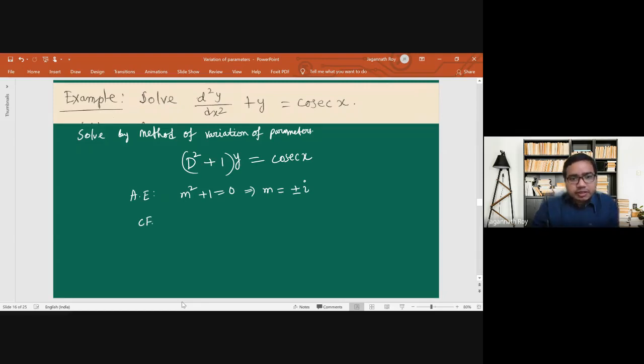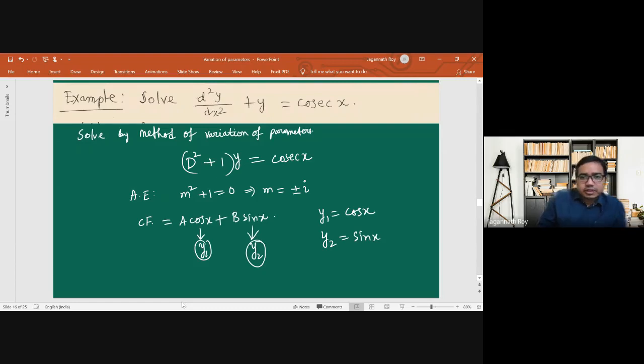Hence the complementary function is, let us call it, a cos x plus b sin x. Here this is y1 and this one is y2. So let y1 be cos x and y2 be sin x. So in the next step, we define the particular integral as u into y1 plus v into y2.